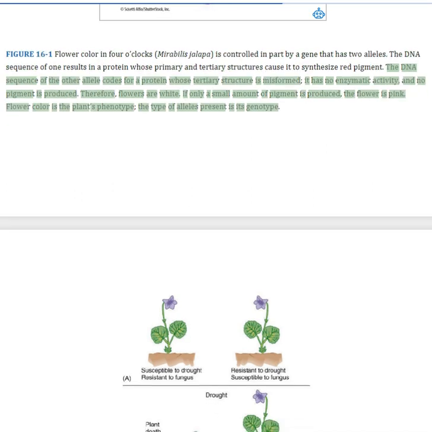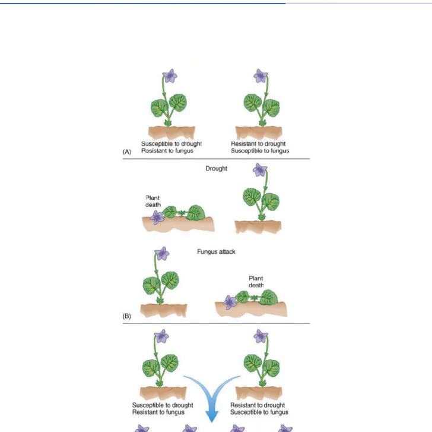The DNA sequence of the other allele codes for a protein whose tertiary structure is misformed; it has no enzymatic activity, and no pigment is produced. Therefore, flowers are white. If only a small amount of pigment is produced, the flower is pink. Flower color is the plant's phenotype; the type of alleles present is its genotype. Figure 16.2: A population probably contains a diversity of genotypes and phenotypes.